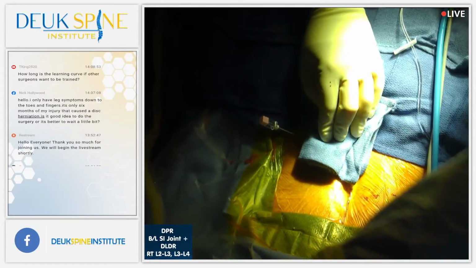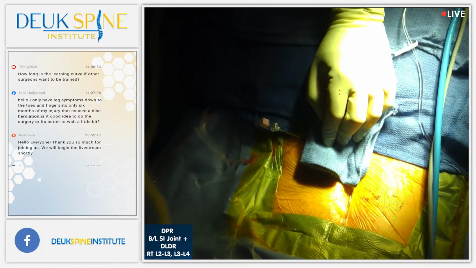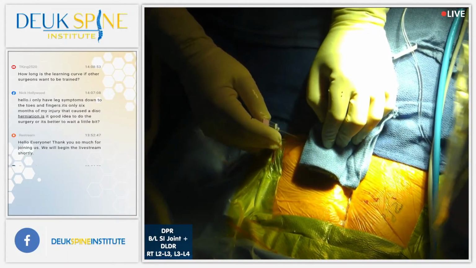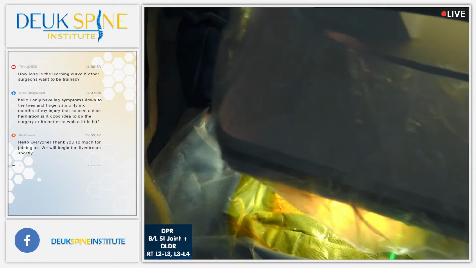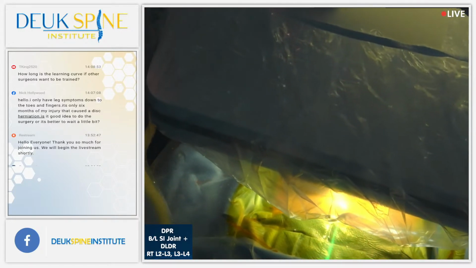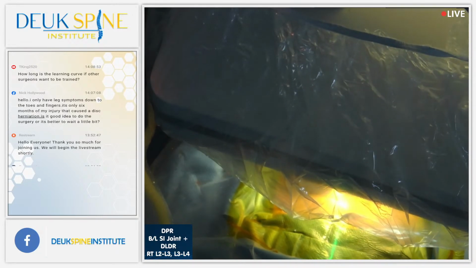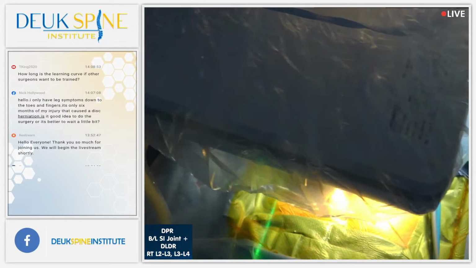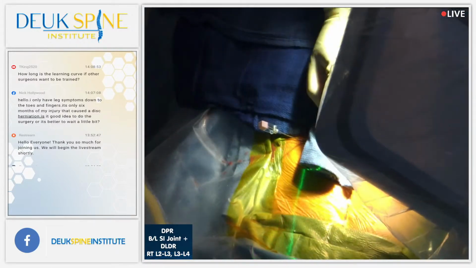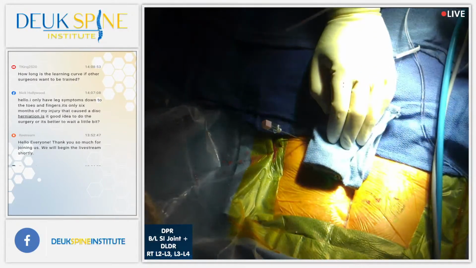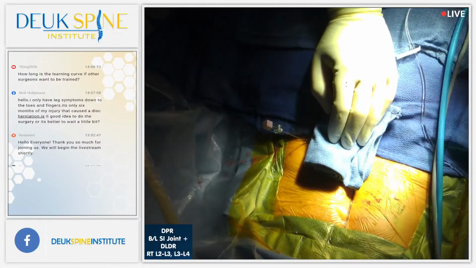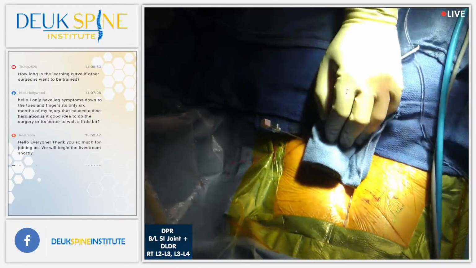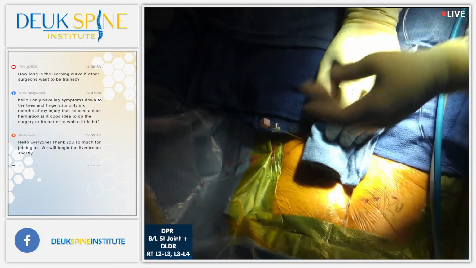Any questions? Yes, we have 2 questions as of now. This first one comes from Nick on Facebook, and they said, "Hello, I only have leg symptoms down to the toes and fingers. It's only 6 months since my injury that caused a disc herniation. Is it a good idea to do the surgery, or is it better to wait a little bit?"